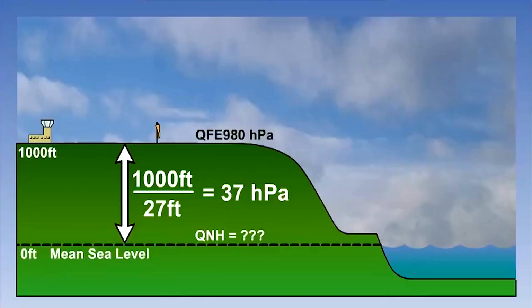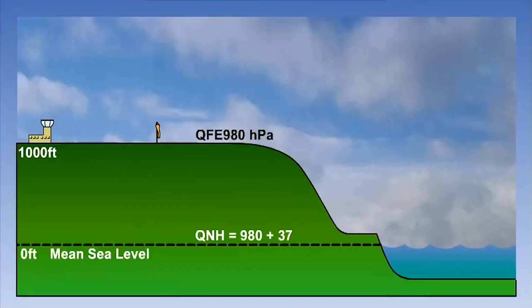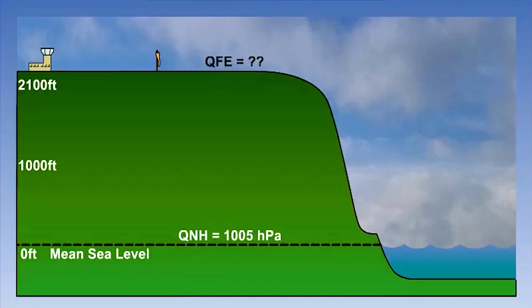This requires a simple calculation. 1000 feet divided by 27 tells us that the pressure change in 1000 feet is approximately 37 hectopascals. Now we simply add this to the pressure at the airfield to find the QNH. In this example, the QNH will be 980 plus 37, which equals 1017 hectopascals.